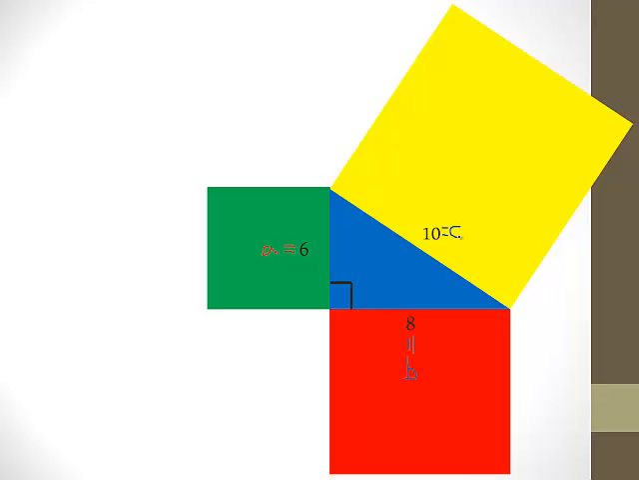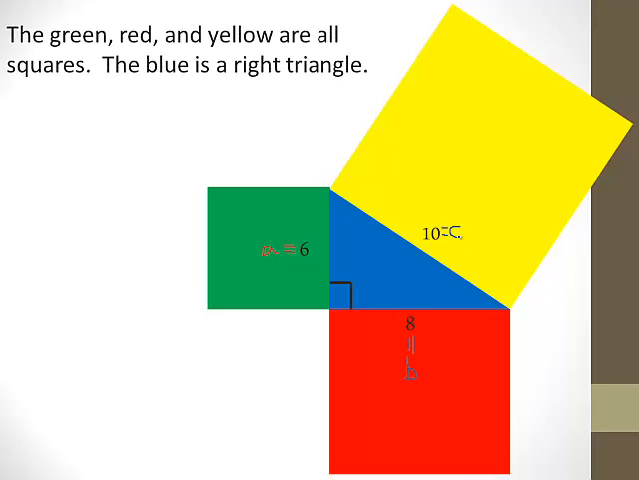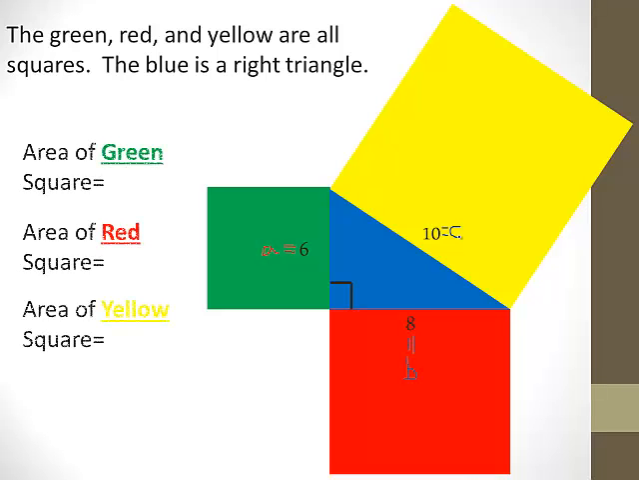So that's what the Pythagorean theorem is basically stating. The green, red, and yellow are all going to be squares. The blue is the right triangle, so that's the triangle that you're usually going to be given. So you take the area of the green square, which we find out is 36 units, the area of the red square, which is 64 units, and if you add those together, you get the yellow square's 100 units, and you do in this case. So that's the Pythagorean theorem, a little bit more in depth.